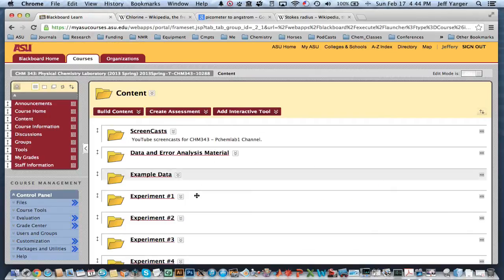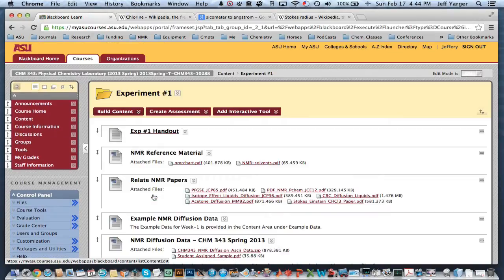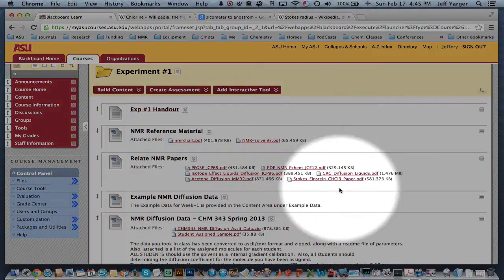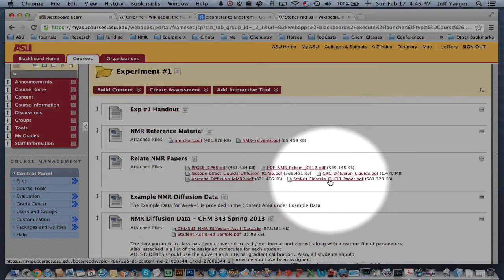The other thing I want to point you to is an article I just put on the site, if you're in Chemistry 343. I just added an article right here for the Stokes-Einstein, a paper I'm going to show you at the end.